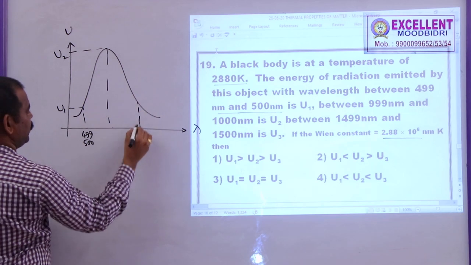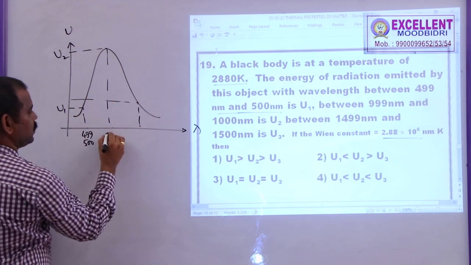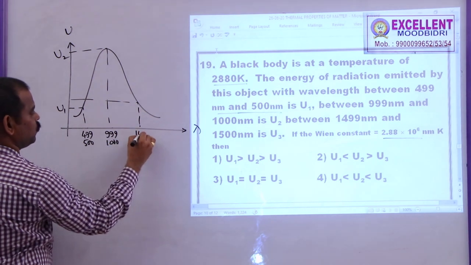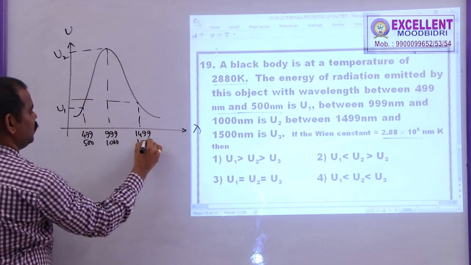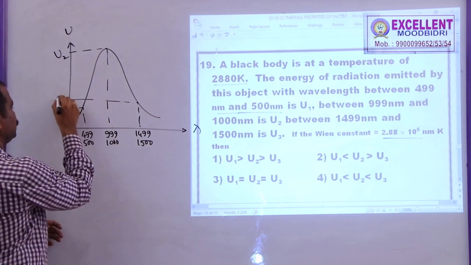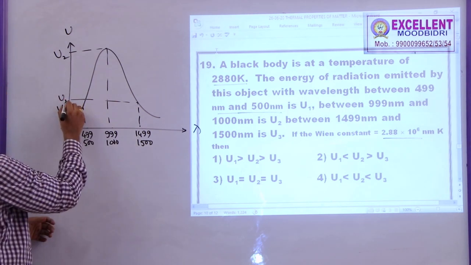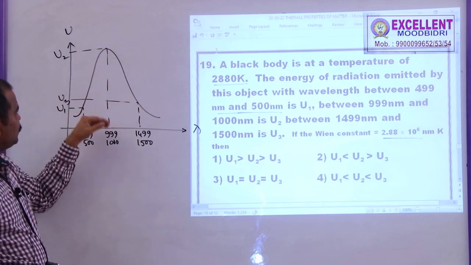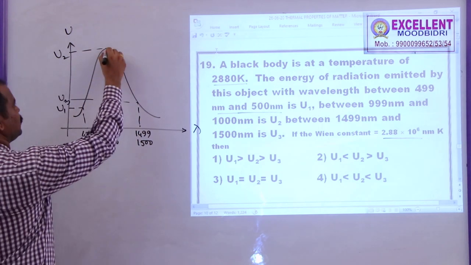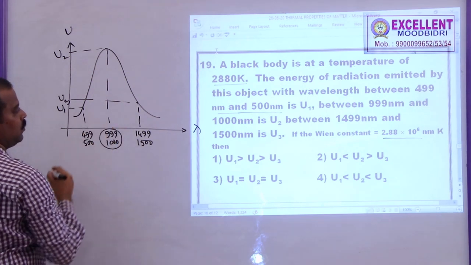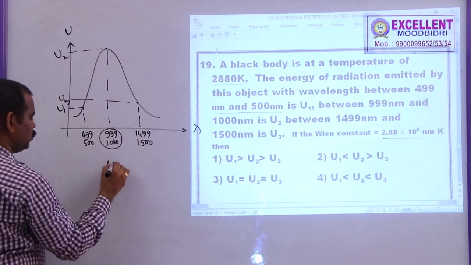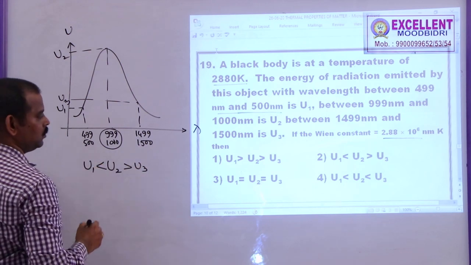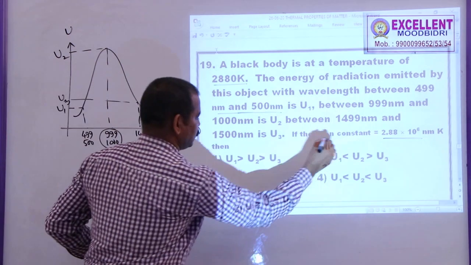And then when the wavelength is around 999 to 1000 nanometer, and this is 1499 to 1500 nanometers, the corresponding energy is U3. So from this graph itself you can say that the maximum energy is irradiated at the middle wavelength region. So U2 is greater than U3 and also greater than U1. So option 2 is correct.